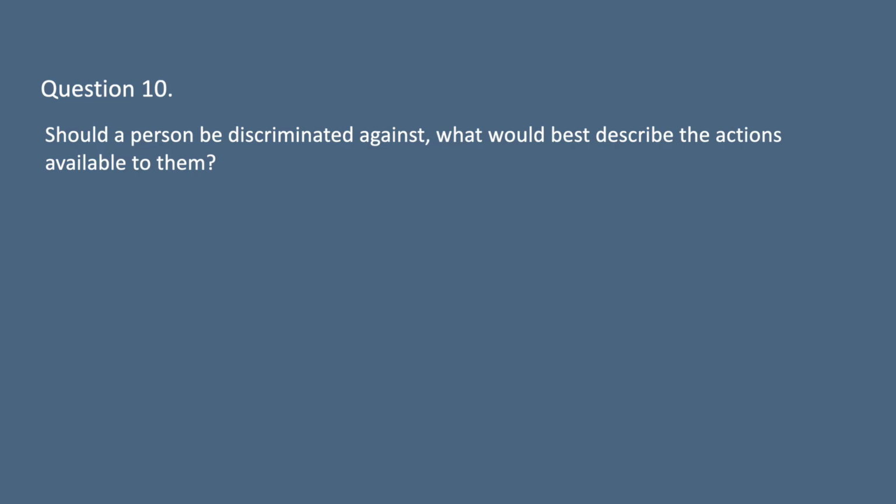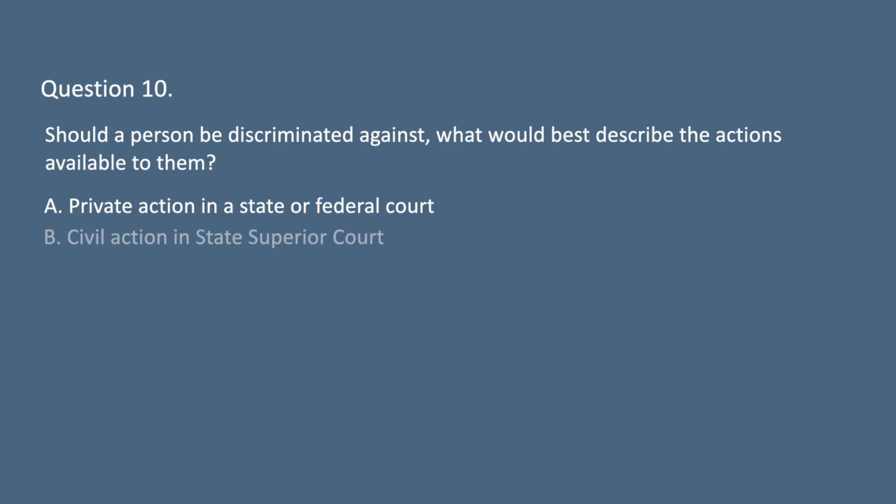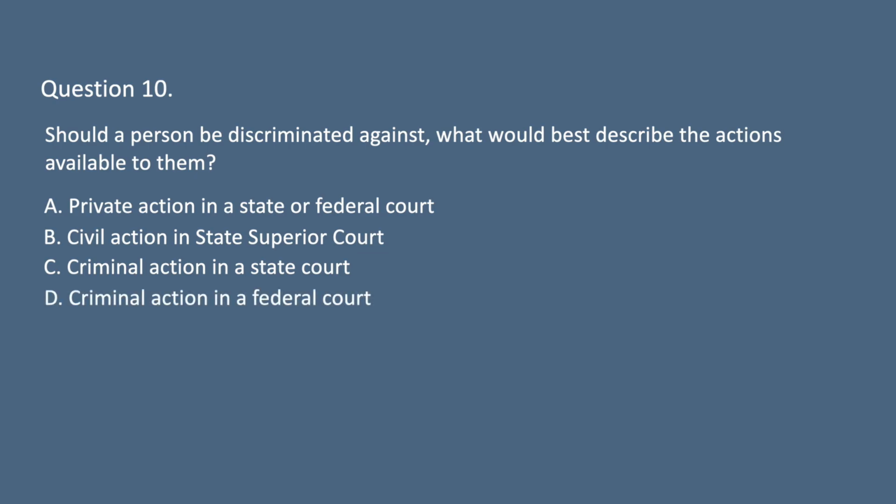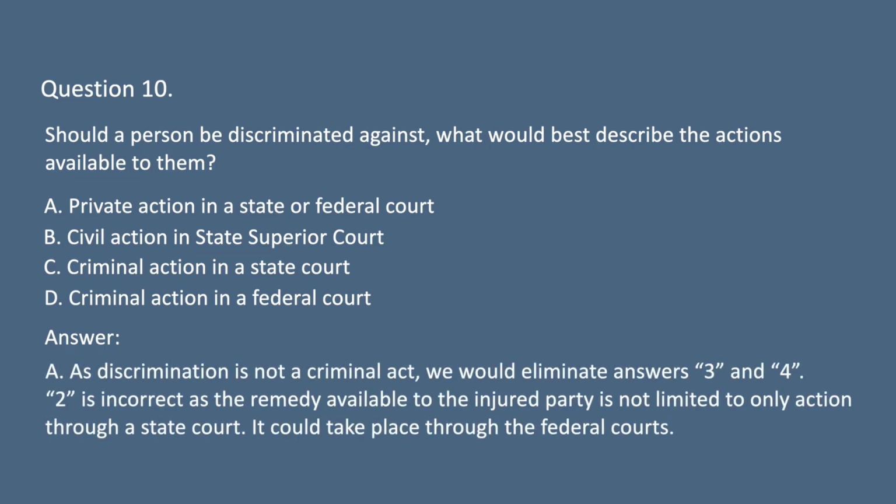Question 10. Should a person be discriminated against, what would best describe the actions available to them? A. Private action in a state or federal court. B. Civil action in state superior court. C. Criminal action in a state court. D. Criminal action in a federal court. Answer. A. As discrimination is not a criminal act, we would eliminate answers 3 and 4. 2 is incorrect as the remedy available to the injured party is not limited to only action through a state court. It could take place through the federal courts.